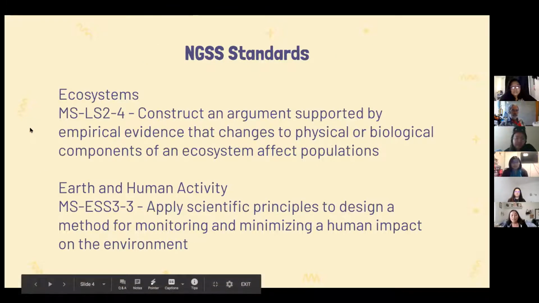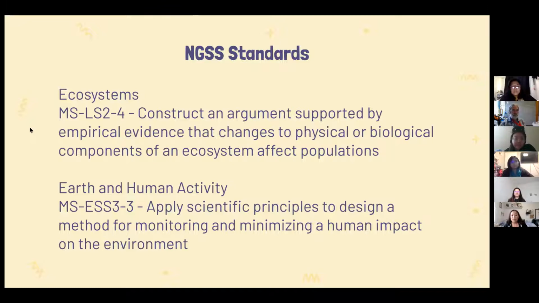The NGSS standards I chose, the first one was about ecosystems: construct an argument supported by empirical evidence that changes to physical or biological components of an ecosystem affect populations. And then I chose the Earth and Human Activity one: apply scientific principles to design a method for monitoring and minimizing a human impact on the environment. I would do this with 6th grade. I was reading through the standards and it was hard for me to pick, so I asked my mentor for help and he chose these ones for me.